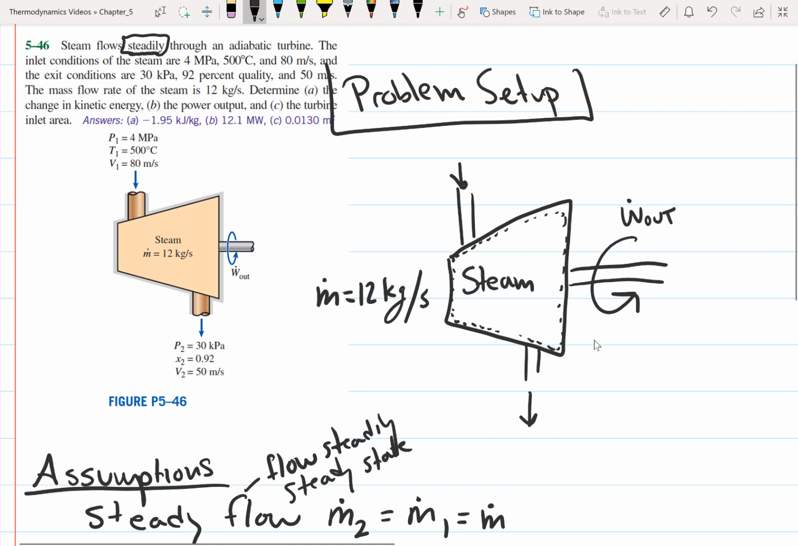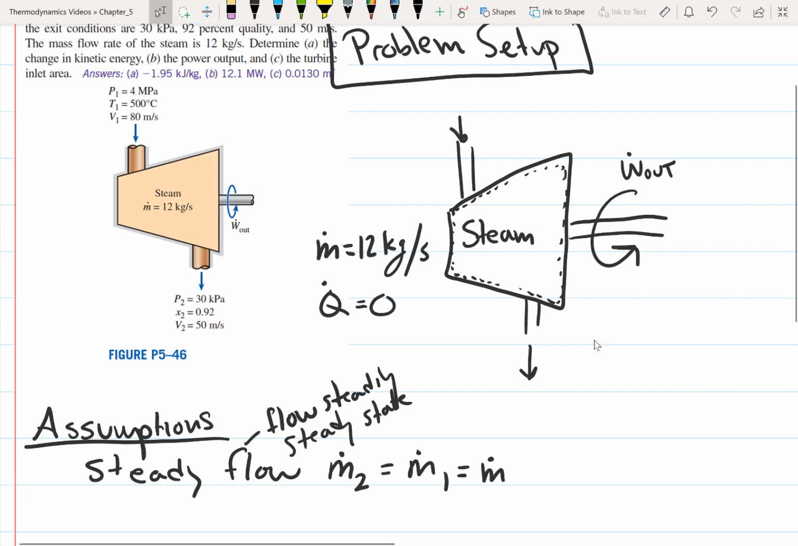Alright, so let's write down some more stuff. It's adiabatic. That means that this turbine is likely well insulated, so there's no heat in or out. So right away we know that Q dot is 0, so there's no heat in or out. And we can also just add this to our assumption.